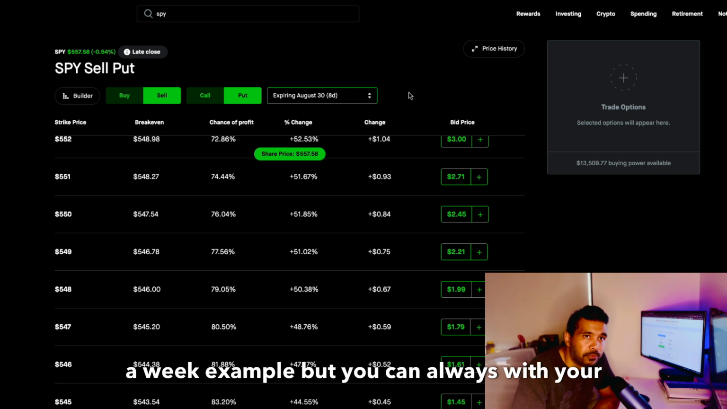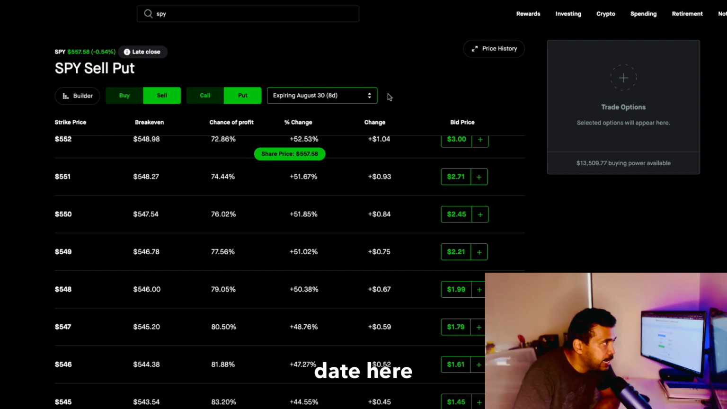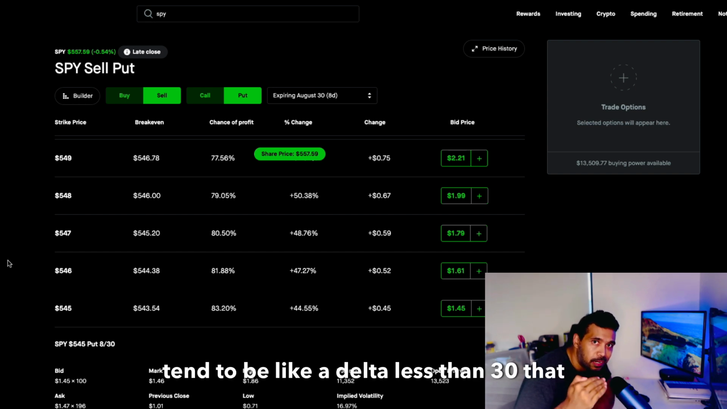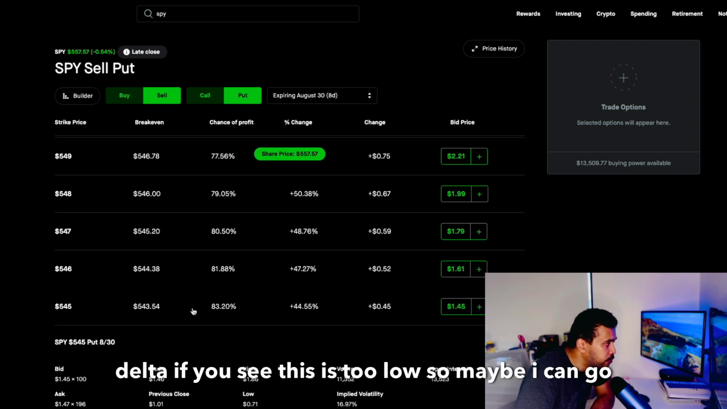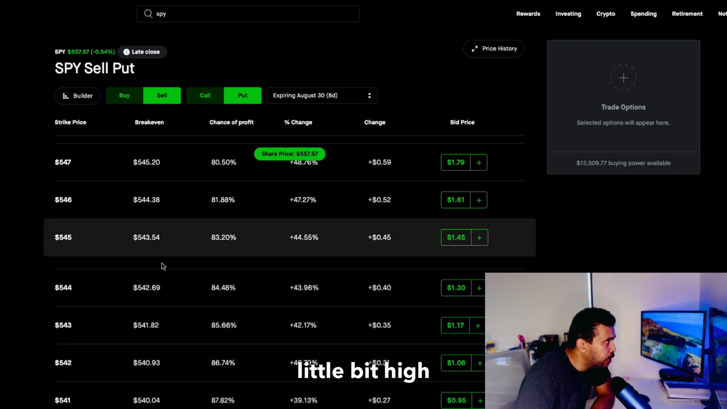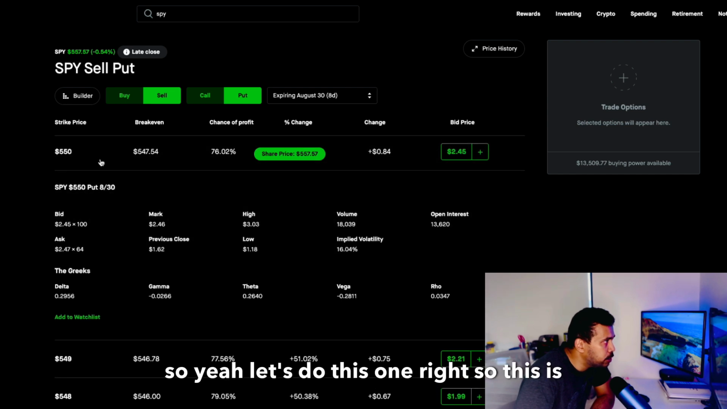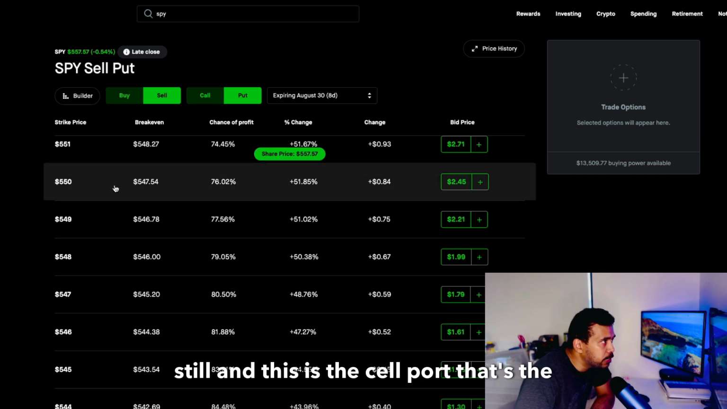I'm just giving a week example, but with your comfort level, you can always select any other longer expiry date here. For the strike selection, I tend to go with a delta less than 30. That's kind of a sweet spot. This is the delta. If you see, this is too low, so maybe I can go a little bit higher here. That's 29. So let's do this one, right? This is 29, below 30 still, and this is the sell put.